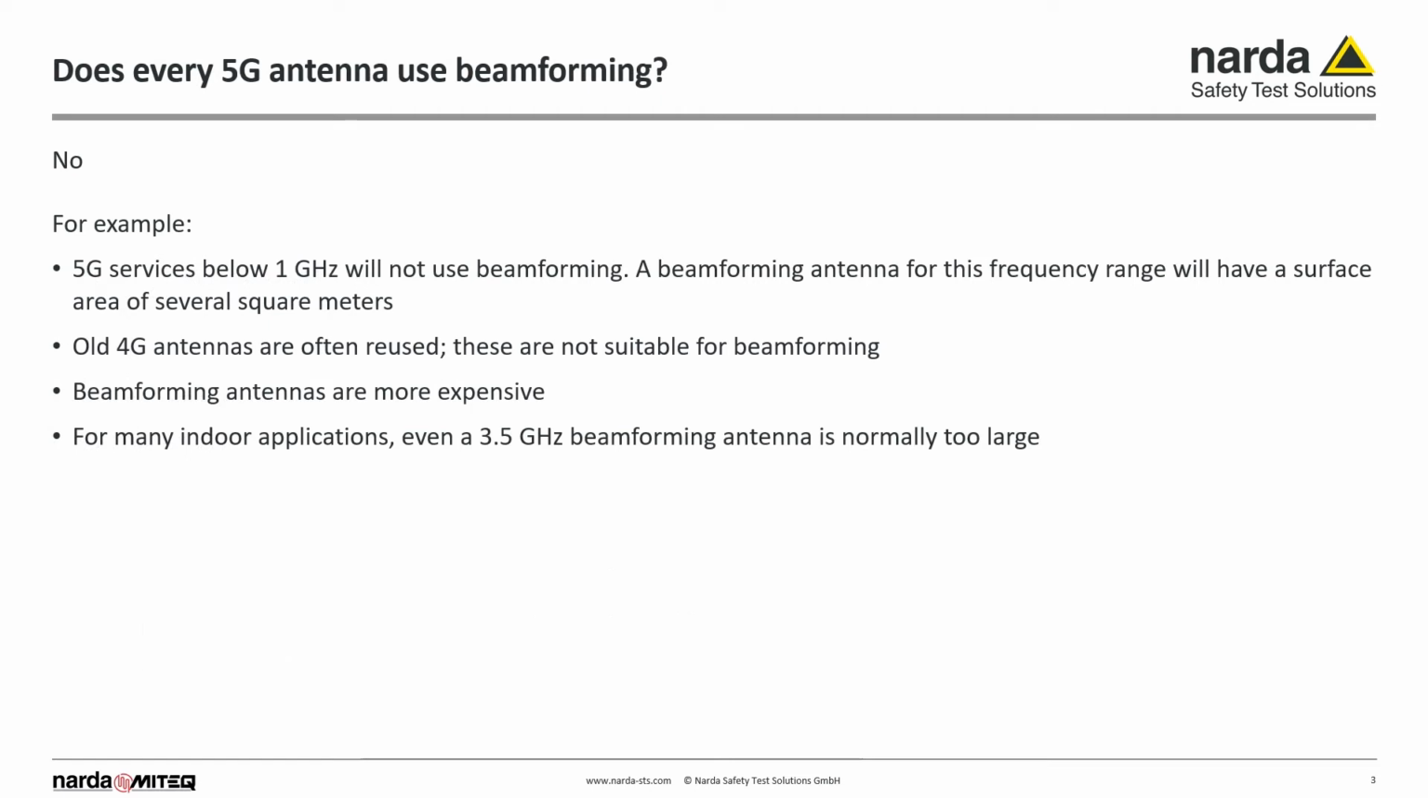Do all 5G transmitter locations have beamforming antennas? No, not by a long stretch. Beamforming antennas for 5G services under 1 GHz would, for example, have a surface area of several square meters. Nobody really wants that. Also, it's considered a good idea to reuse the old 4G antennas, and most of these are not capable of beamforming. Beamforming antennas are additionally more complicated to manufacture and therefore more expensive. And beamforming antennas, even for frequencies greater than 3 GHz, are still too big for many indoor applications.